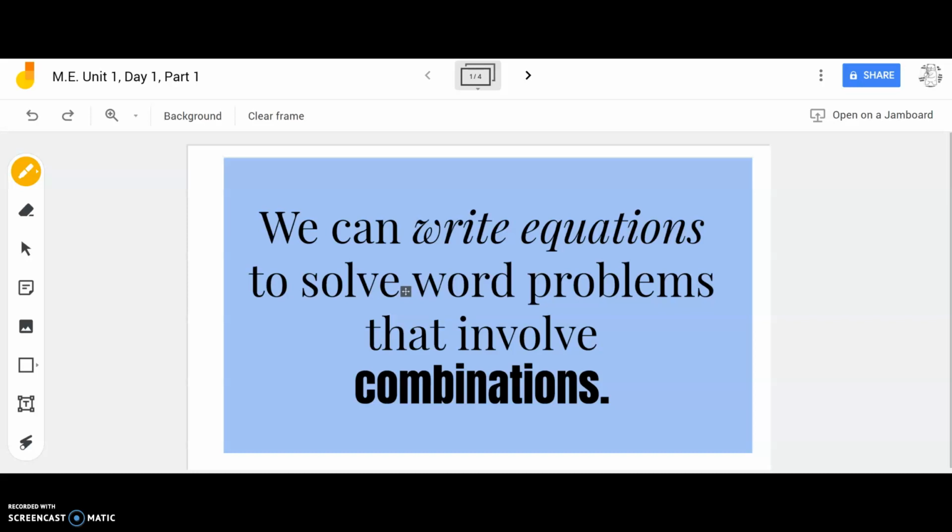Or when you go to eat breakfast and you open your cupboard and you're like, ooh, I could have Fruit Loops or Rice Krispies today. And, oh, I could put them in this bowl or I could put it in this bowl. Every time that you have options to put together, you're making a combination. An equation in math can help us do that quickly.